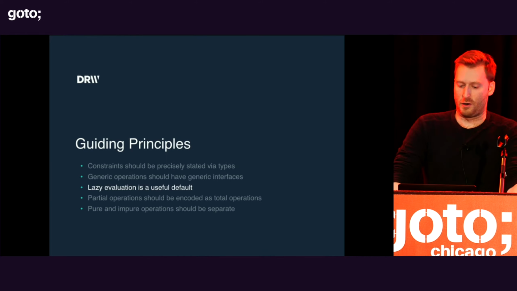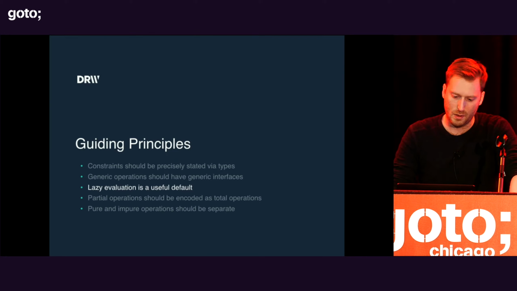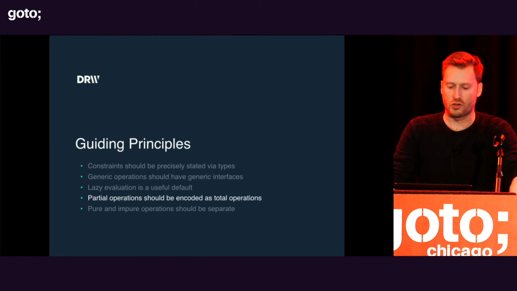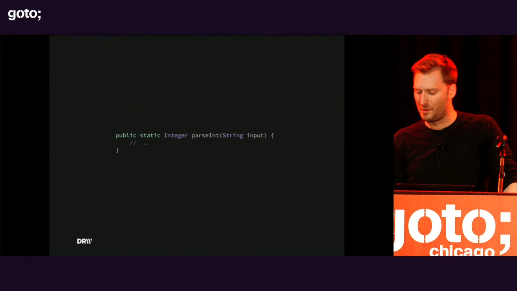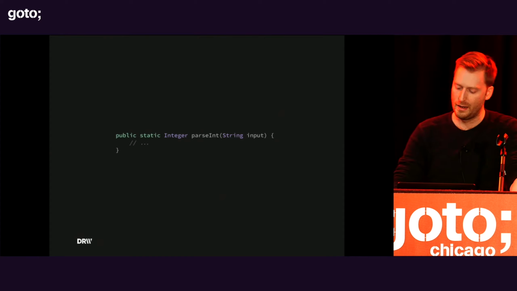Well, there's a lot more to say about lazy eval, but in the interest of time, we'll move forward on this. So partial operations should be encoded as total operations. I'm going to move a little bit more quickly because we're about halfway through at this point.